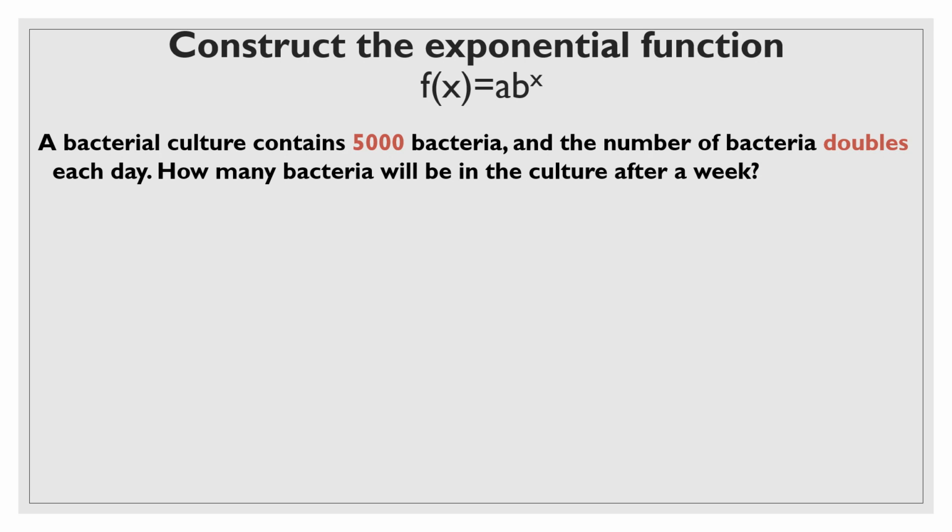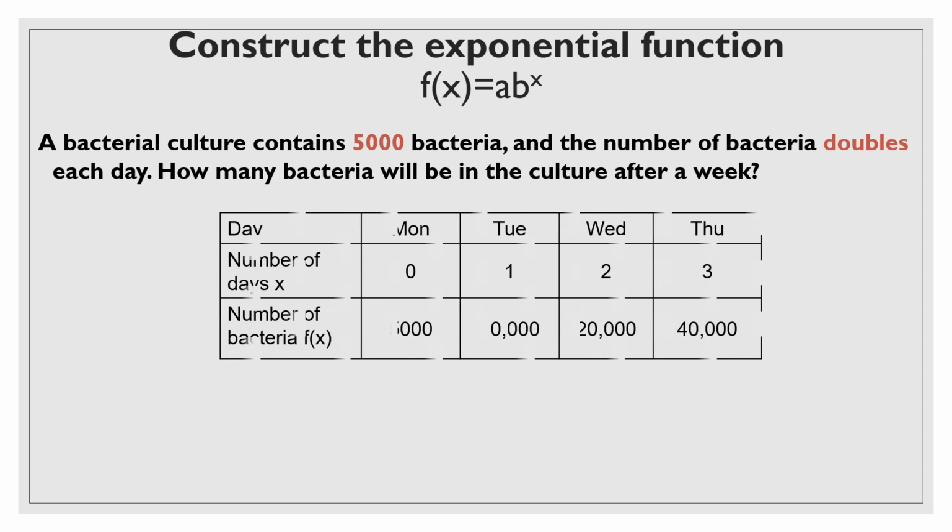Now, let's construct the exponential function f(x) = a times b raised to x. Let's have this situation. A bacterial culture contains 5,000 bacteria, and the number of bacteria doubles each day. How many bacteria will be in the culture after a week? This would be the table. As we can see here, the initial number of bacteria is 5,000, and as the days go by, the number of bacteria doubles.